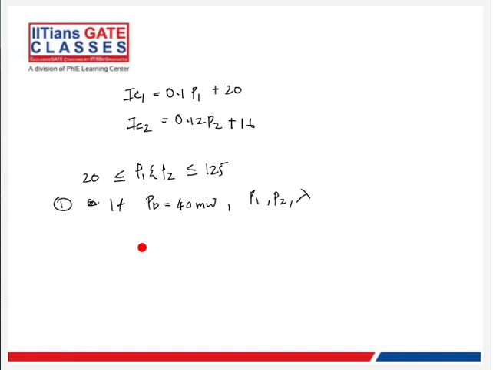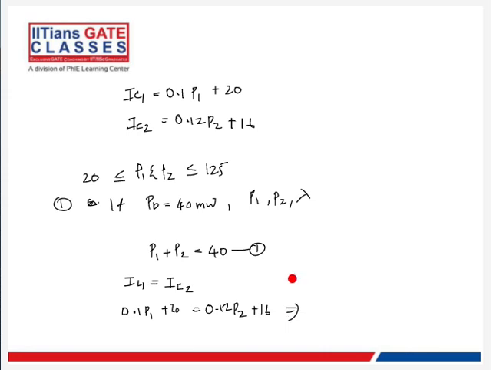So what do we know? P1 plus P2 is equal to 40, right? So this is equation number 1. Now, as per the coordination equation, for the optimal condition, IC1 should be equal to IC2, right? So what is IC1? It is 0.1 P1 plus 20, which is equal to 0.12 P2 plus 60. So if you rearrange this, what do you get?